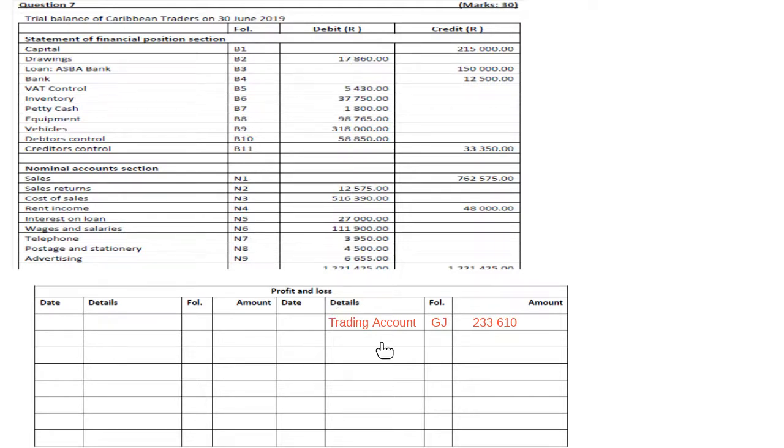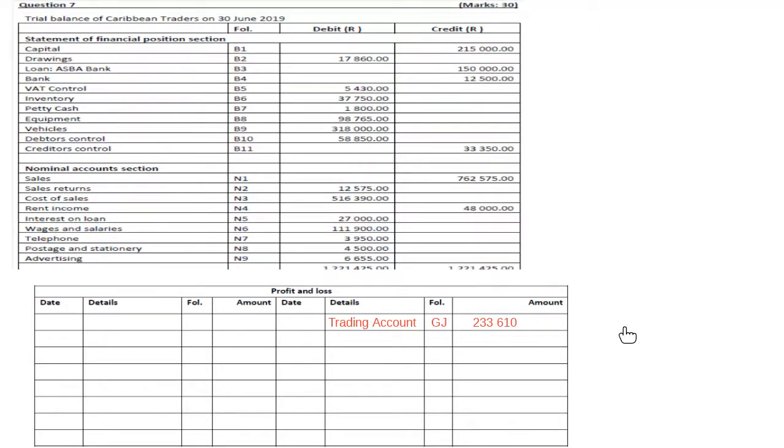I hope everyone understands why I have this entry on the credit side, because this amount of 233 is appearing on the debit side of the trading account. But when I come to the profit and loss, we come to the credit side. This is called the double entry system. I hope everyone understands. Okay. Thank you so much, Megan, for that.